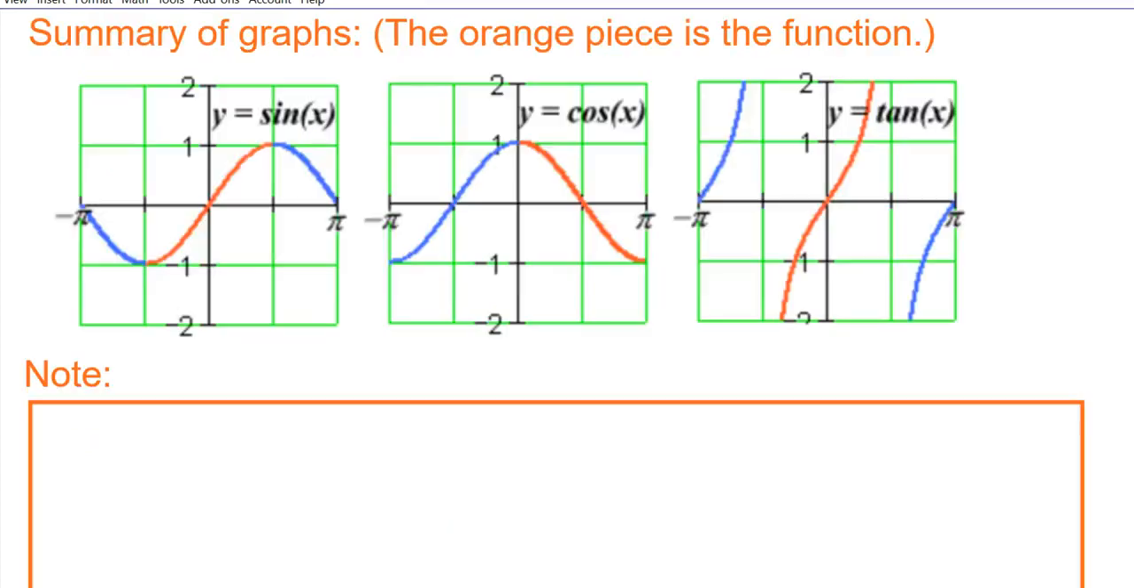Next, what we're going to do is summarize. Okay, so the orange piece, orange, red, whatever color that is, that represents the graph of the original trig function, not the inverse trig function. Just so you know, this is sine, cosine, and tangent, but what this picture is showing us is just the piece we took and modified.